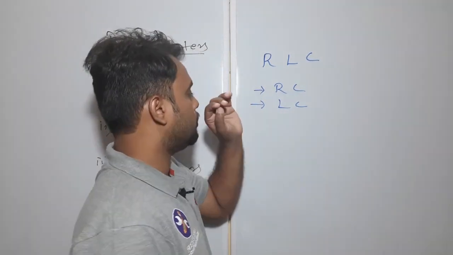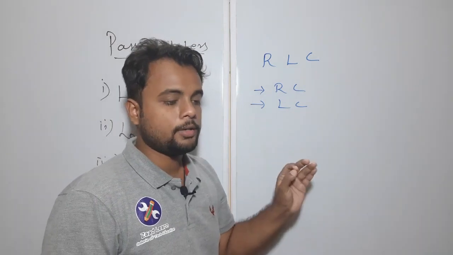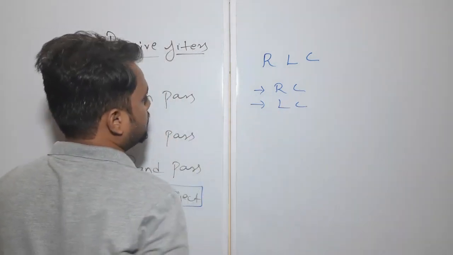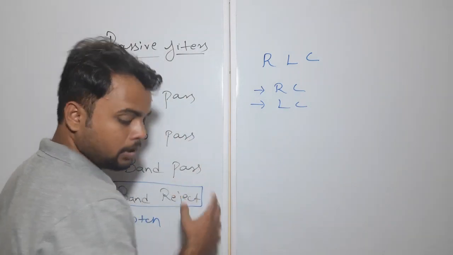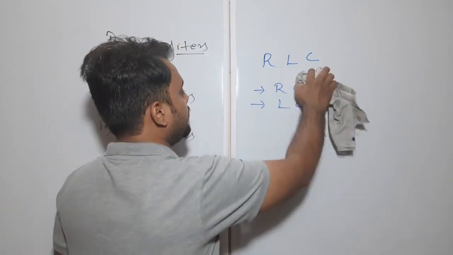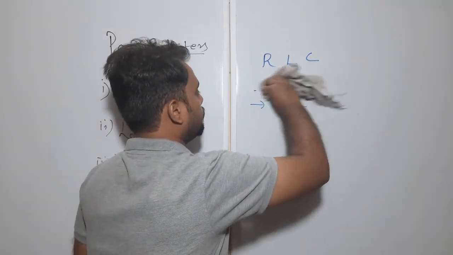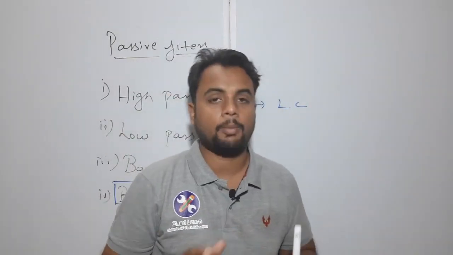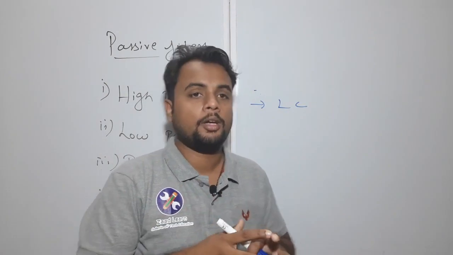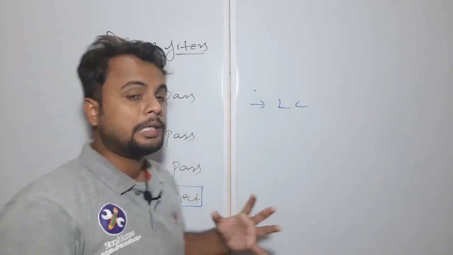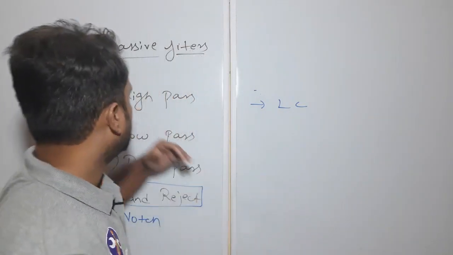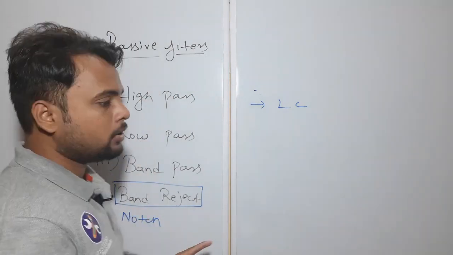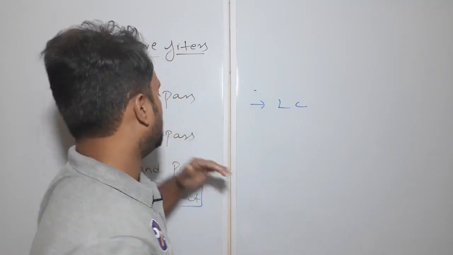But basically, the two main filters that we use in the case of a passive one are RC and LC. These two are basically used. For this experiment we will be seeing only the LC combination. That means we will be seeing only the combination of an inductor and a capacitor combined together to perform as a high pass, a low pass, a band pass, or a band reject. So for now we will first see the high pass filter.